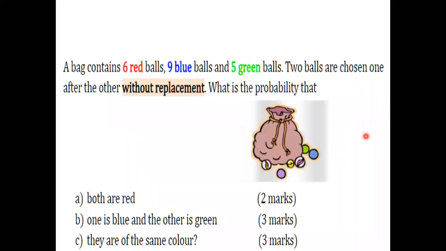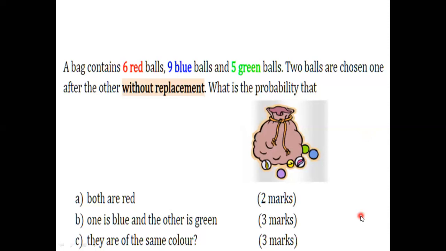Now, this is a very quick look at the question I gave in the class as an assignment. It said a bag contains 6 red balls, 9 blue balls, and 5 green balls. 2 balls are chosen one after the other without replacement. What is the probability that both are red? What is the probability that one is blue and the other is green? What is the probability that they are of the same color? Now, I will present one of the solutions by one of the students in the class, name withheld. So this is one of the solutions a student presented in class and they were all correct.